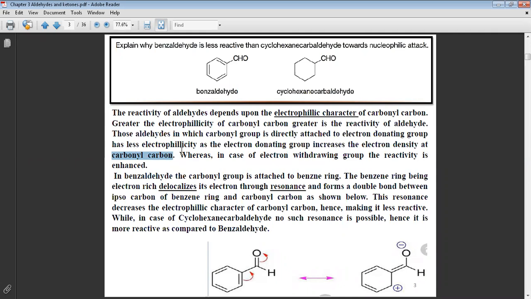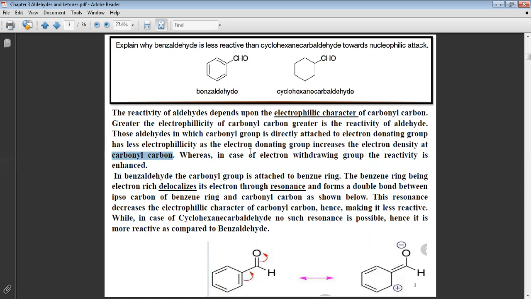Okay, I hope you understand. Yes, the aldehyde group is withdrawing, but that means the benzene ring will be donating. This withdrawing with donating. Whereas in the case of an electron withdrawing group, the reactivity is enhanced.